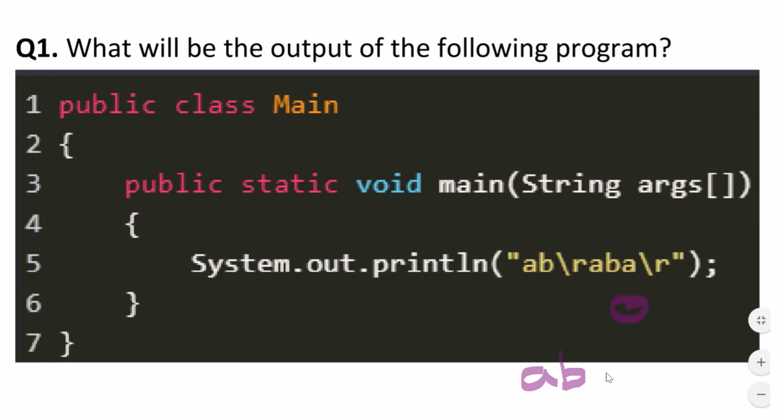After that, the \r will bring the control to the first line, but here the println command at the next line is also there, and we are working with Java. So what will happen is that the next "aba" will be printed in the next line, and in this way the \r will take the control to the starting again.